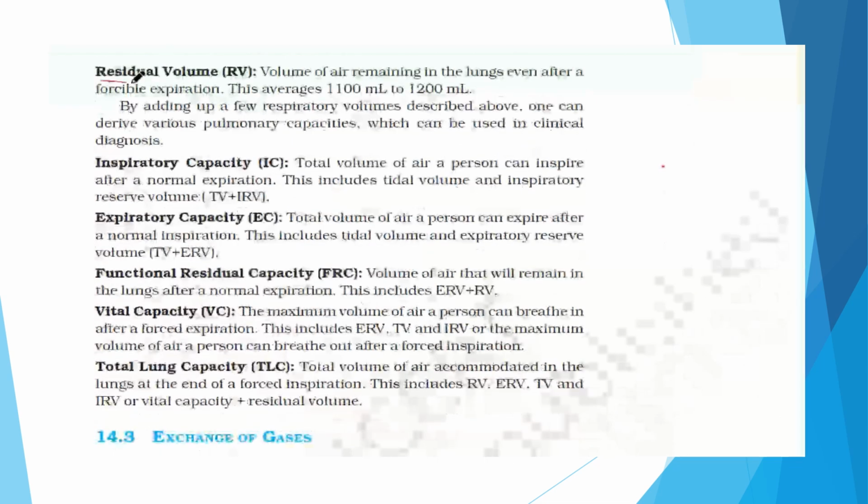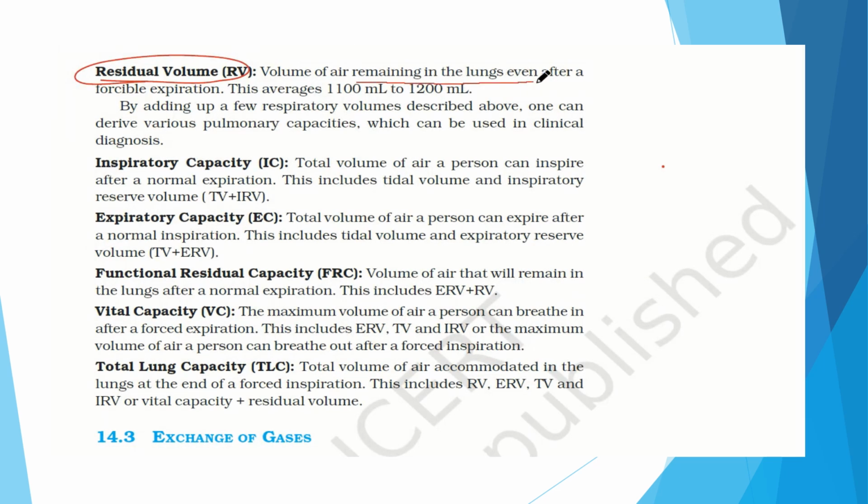Next comes the residual volume. So what is residual volume? It is the volume of air remaining in the lungs even after the forcible expiration. So the lungs are never empty, right? There is always some amount of residual volume of air present in it. After the forcible expiration, the amount of air still present is the residual volume, and this averages to about 1,100 ml to 1,200 ml.